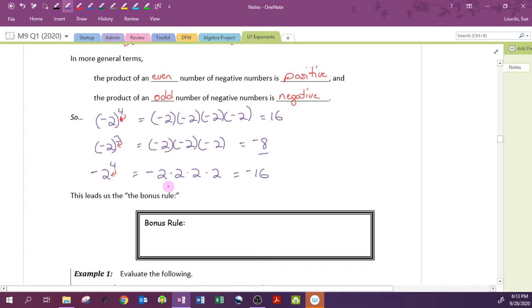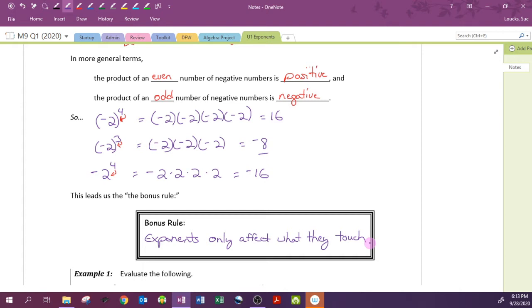And the bonus rule is that exponents only affect what they touch. All right.